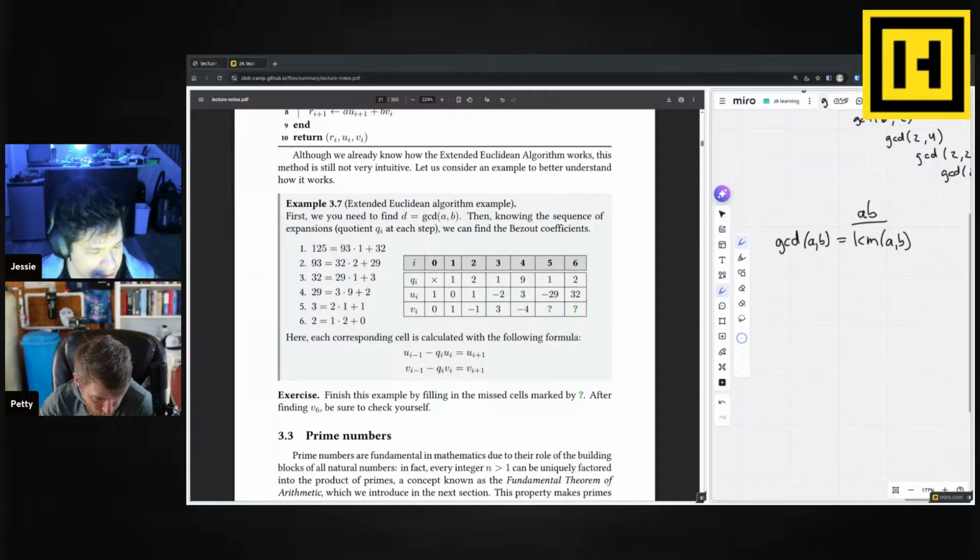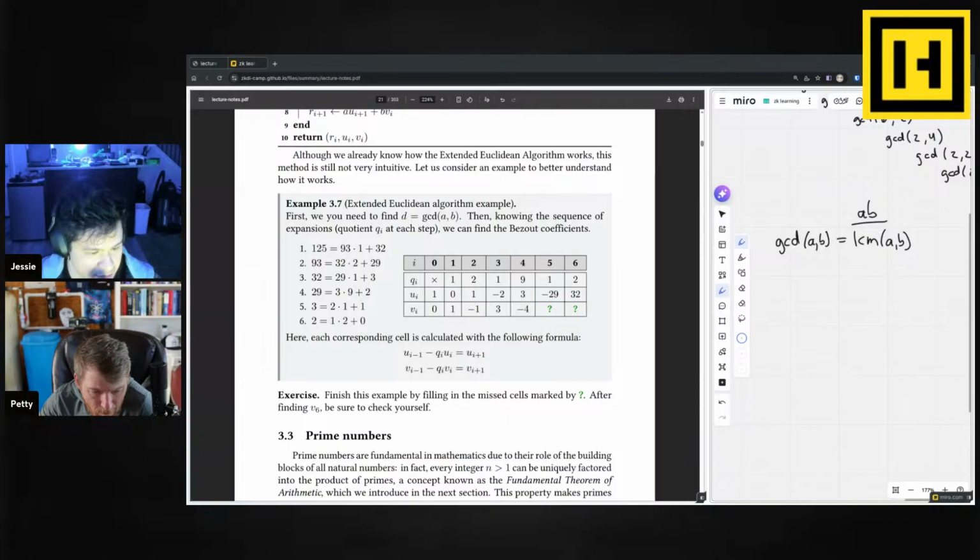125 is equal to 93 times 1 plus 32. 93 is equal to 32 times 2 plus 29. 32 is equal to 29 times 1 plus 3. 29 is equal to 3 times 9 plus 2. 3 is equal to 2 times 1 plus 1. 2 is equal to 1 times 2 plus 0.